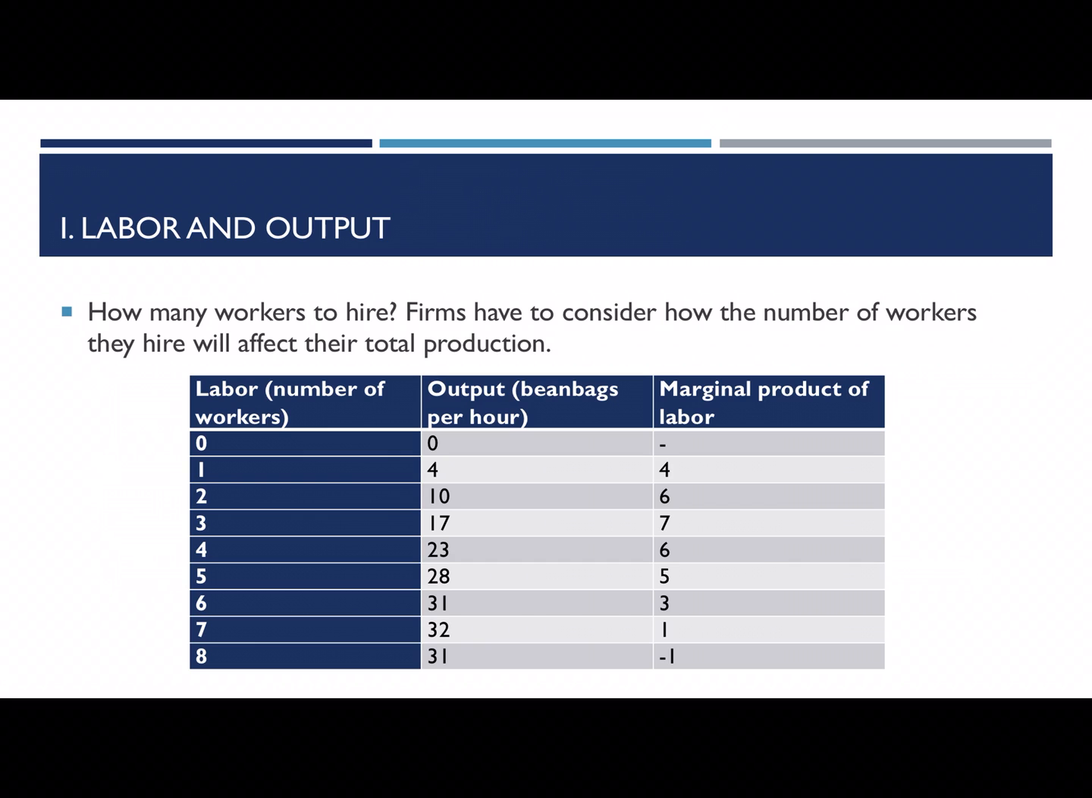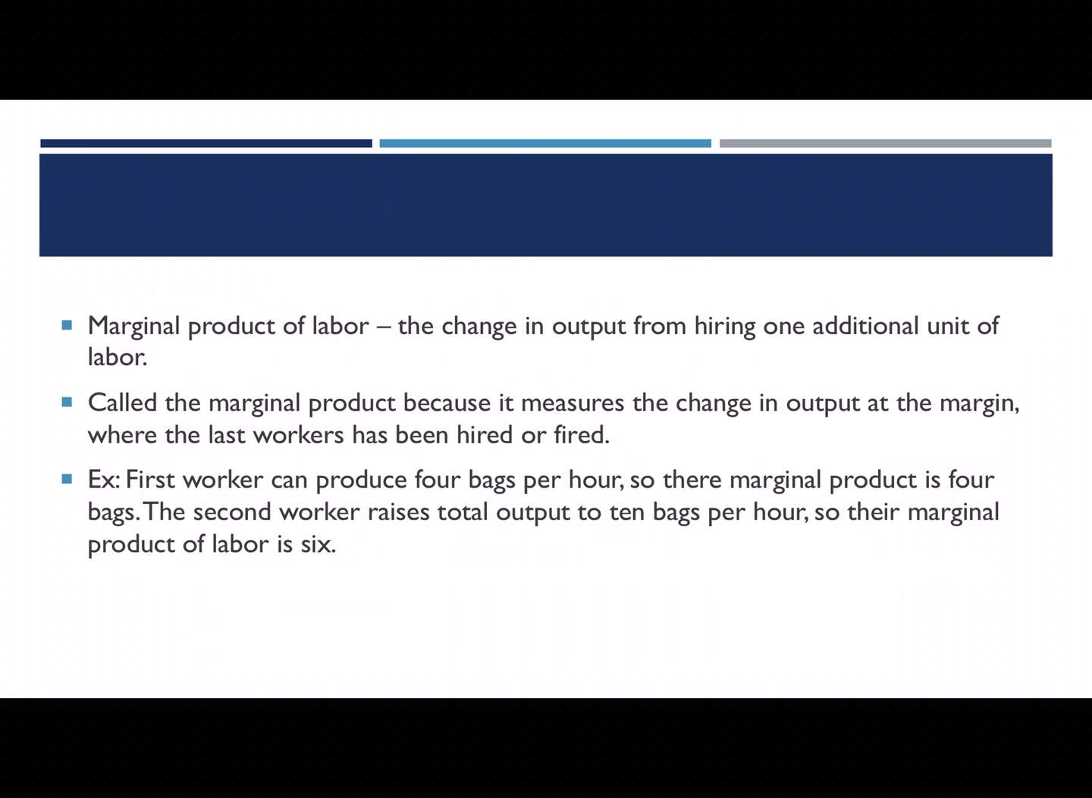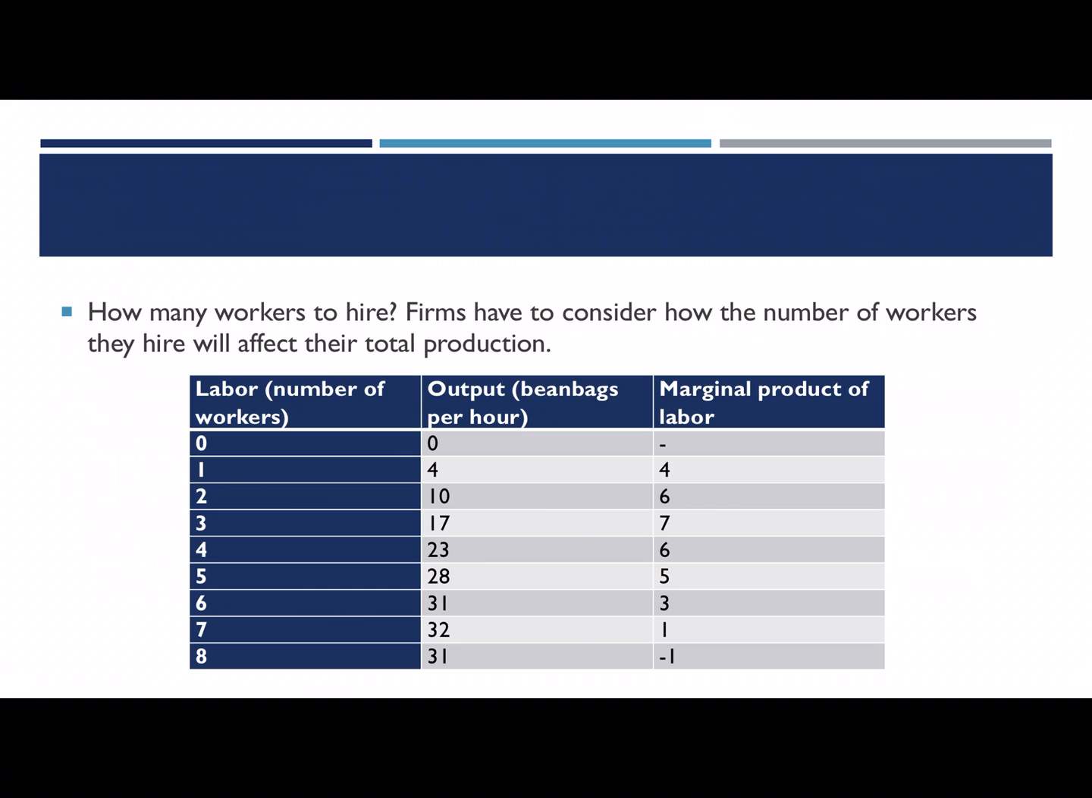And then we'll get to the third column, which is called the marginal product of labor. The marginal product of labor is the change in output from hiring one additional unit of labor. It's called the marginal product because it measures the change in output at the margin, where the last workers have been hired or fired. For example, the first worker hired can make 4 beanbags per hour, so his or her marginal product of labor is 4. Once we hire a second worker, output goes up from 4 to 10 beanbags. So the marginal product of labor then is 6 beanbags.